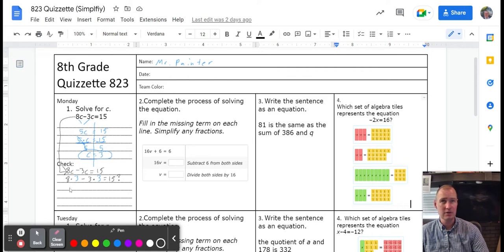So 8 times 3 is going to give us 24 minus, we got 3 times 3 here, 9 equals 15. So we took our 8 times 3, got 24, and 3 times 3 and got 9 equals 15. Wow, this is great. So now the question is, 24 minus 9 equal to 15? Question mark.